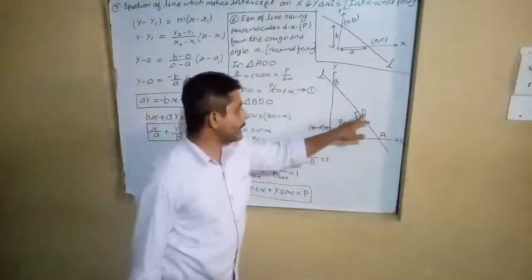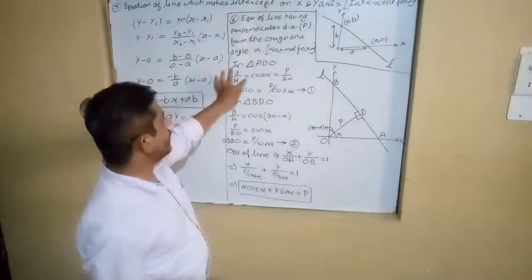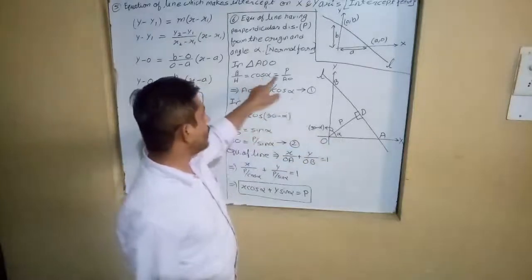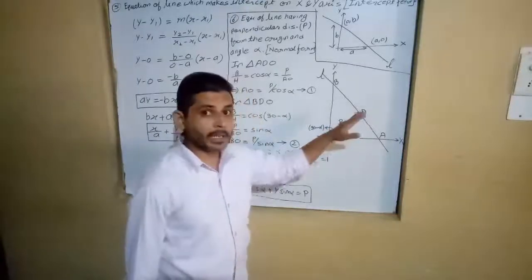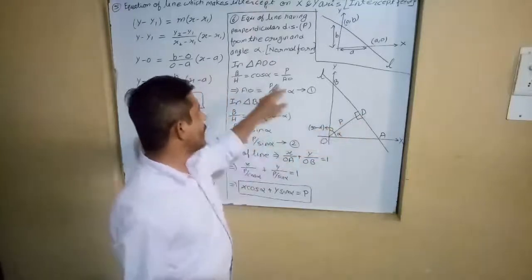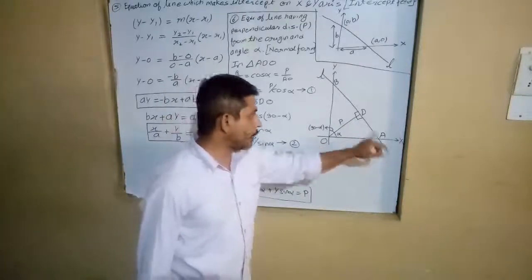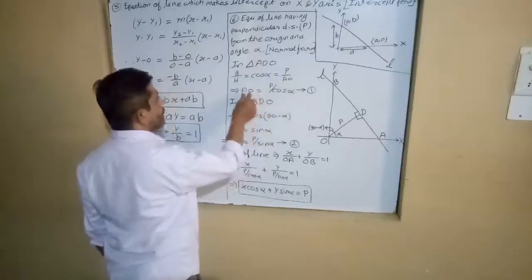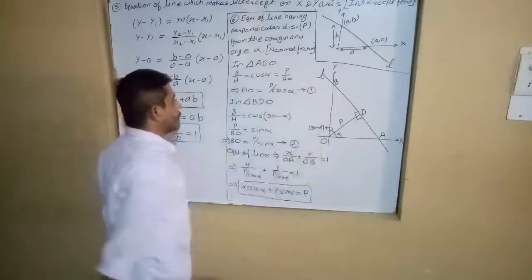In triangle ADO, we apply the formula base upon hypotenuse, which is cos, with the base angle alpha. The cos alpha is equal to what? The base here, the adjacent side of the 90 degree right angle, is OD, which is P. The hypotenuse, opposite of the 90 degree, is AO. So P upon AO, and we can find the value of AO is equal to P upon cos alpha. This is our equation first.